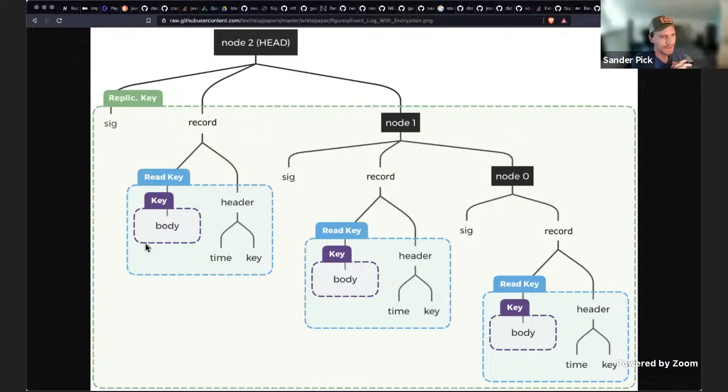Are you using DAG-JOSE for the encryption, or what are you standardizing your block format on? That's a great question. That's what Sander can answer because there are multiple levels. Right now, back when we did this originally, there wasn't that around.